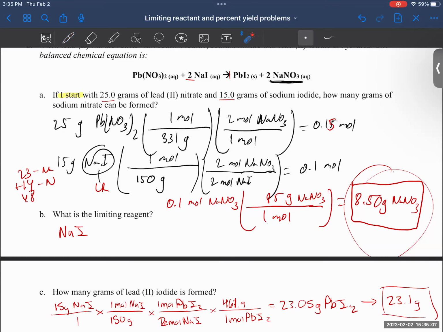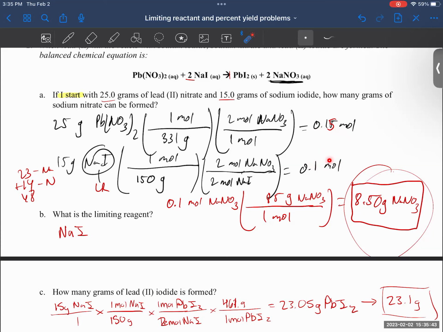You're literally going to just repeat that process with the second one. So 15 grams of sodium iodide, we convert to moles of sodium iodide using the molar mass, which is 150. Then we use the molar ratios found in the balanced chemical equation to get 2 moles of sodium nitrate. Doing that, we got 0.1 moles. Which one produced the least amount? That's going to be 0.15 versus 0.1. So clearly 0.1 is lower, right? That means sodium iodide was our limiting reactant.